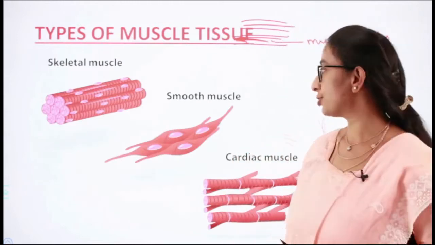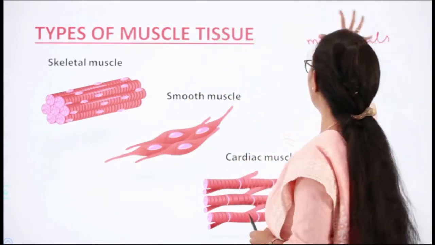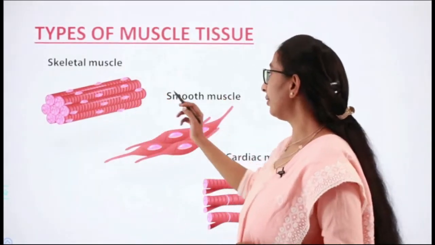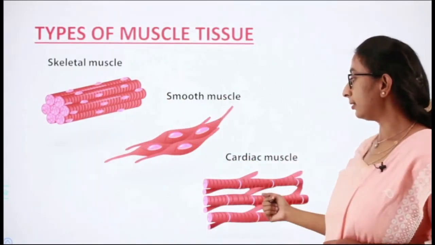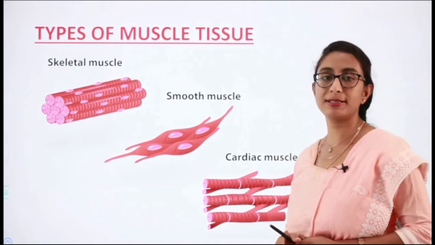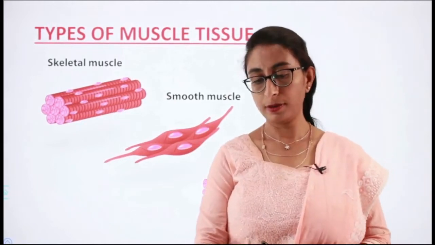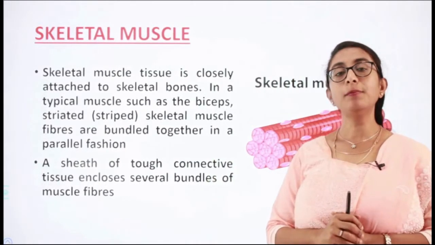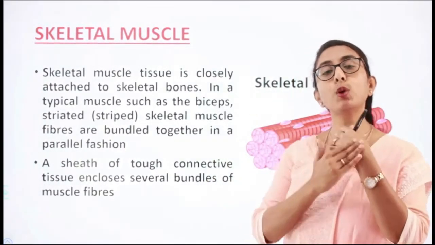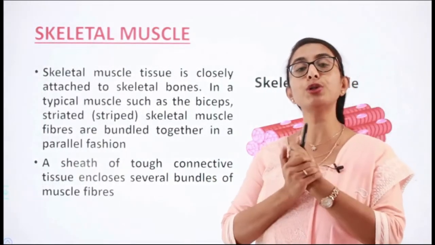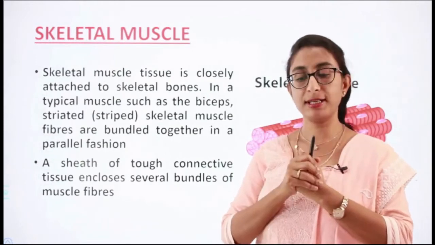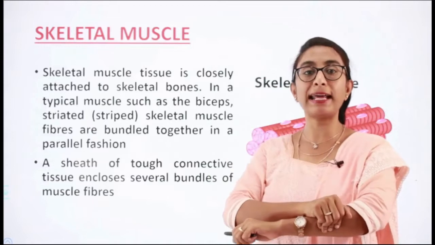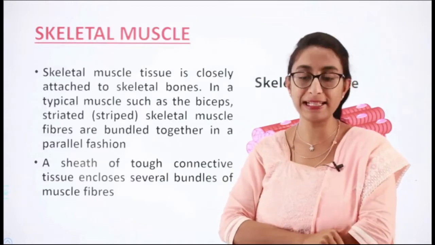Under muscle tissue, we have three kinds. One is the skeletal muscle tissue, the second one is the smooth muscle tissue, and the third one is the cardiac muscle tissue. What is a skeletal muscle tissue? A skeletal muscle tissue is a tissue which is closely attached to the skeletal bones. So you have bones, and on the bones you have the muscles attached. Those muscles are the skeletal muscles.